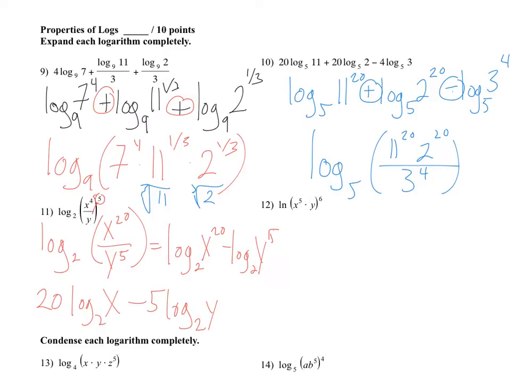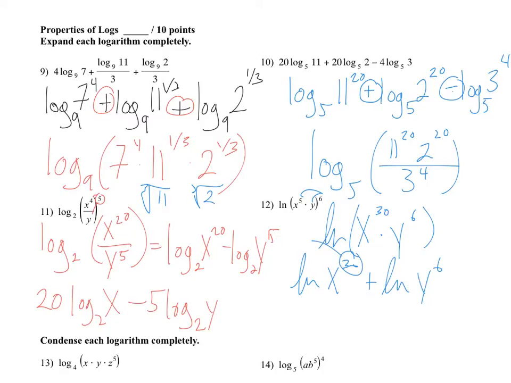For number 12, similarly, I can deal with that stuff on the inside with that power first. So we end up with the natural log of x to the 30, y to the 6. I can split up the multiplication based on addition. We get the natural log of x to the 30 plus the natural log of y to the 6th. And finally bring those two powers down. And we get 30 natural log of x plus 6 natural log of y.